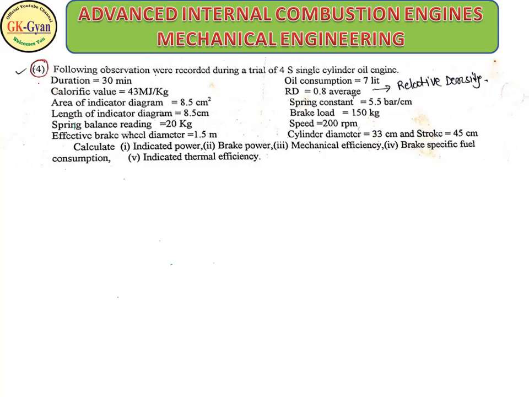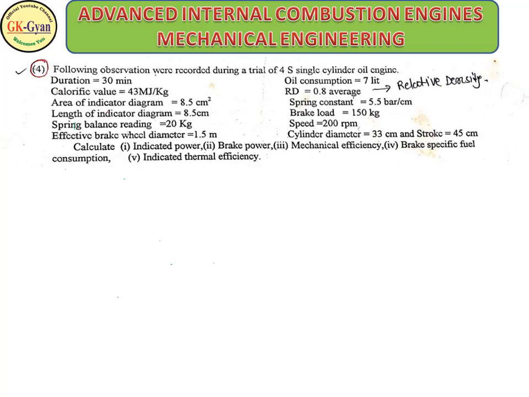Following observations were recorded during a trial of a 4-stroke single cylinder oil engine. So some data is given. Duration is 30 minutes. Calorific value is 43 megajoule per kg. Area of indicator diagram 8.5 centimeter square. Length of indicator diagram 8.5 centimeter. Spring balance reading is 20 kg. Effective brake wheel diameter is 1.5 meter. Oil consumption equal to 7 liter. Relative density RD is given 0.8.